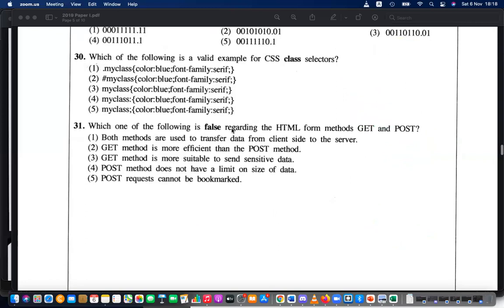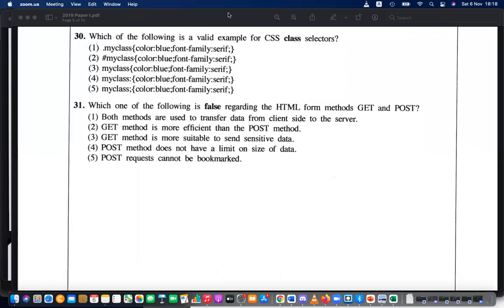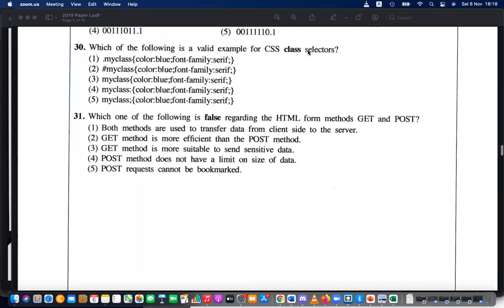Question 30 is from Cascading Style Sheets. There's a class selector given for Cascading Style Sheets, and it is asking for a valid example of a class selector. Then question 31 is asking about the HTML methods GET and POST. So can you send the answers quickly? First, we learn about them.